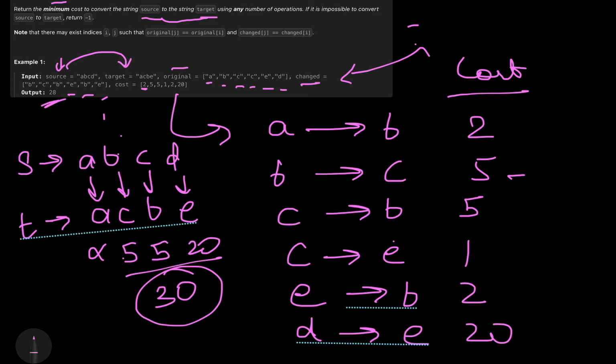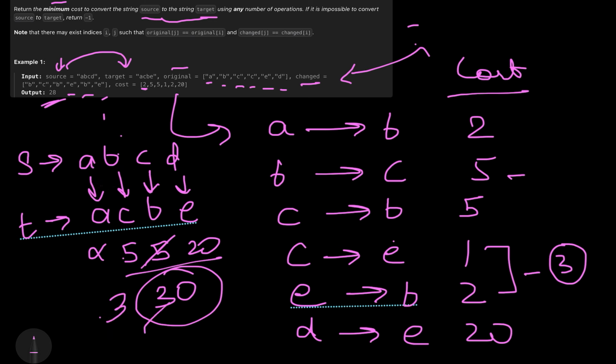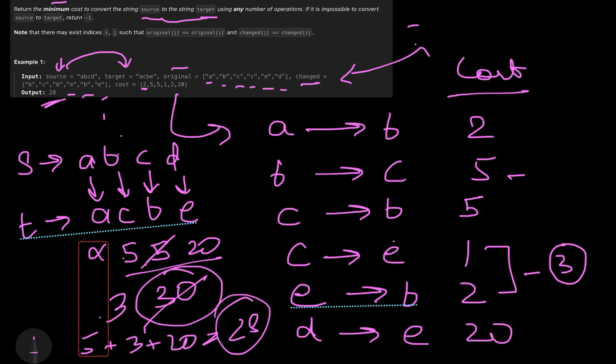How can we see that? We can convert C to E first, then E to B. Then also we can go from C to B. Here our cost adds up to only 3. So 3 is smaller than 5, so we can replace it with 3. Then our new cost would be 5 plus 3 plus 20, which is 28. So we have to keep that also in mind.